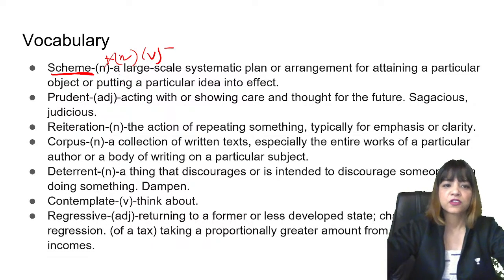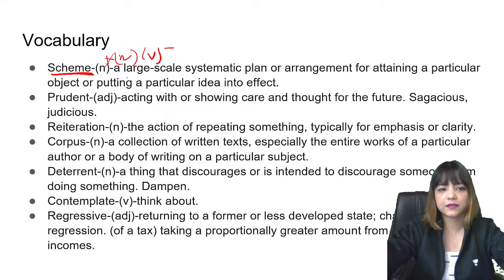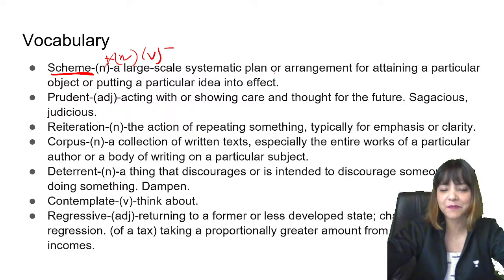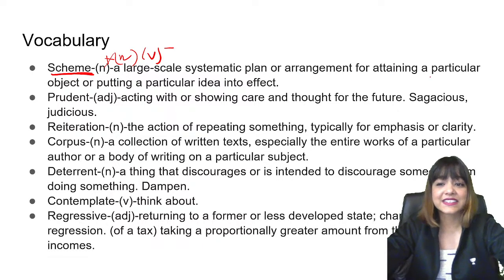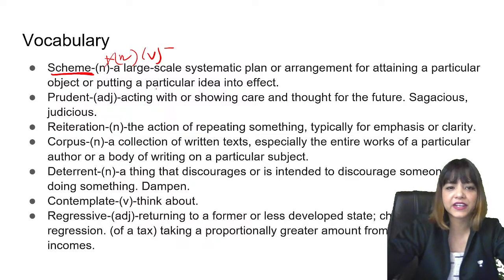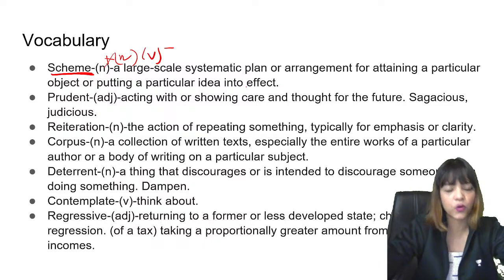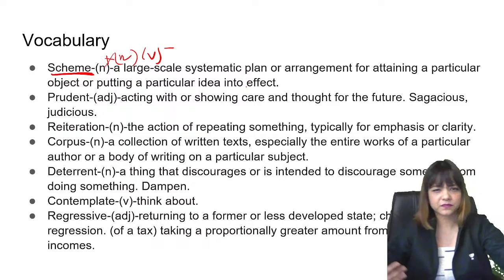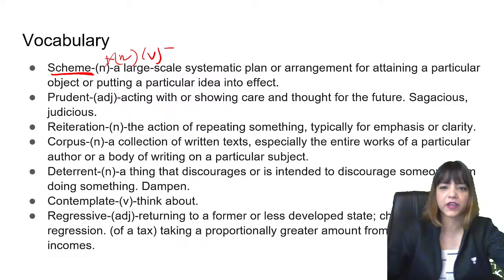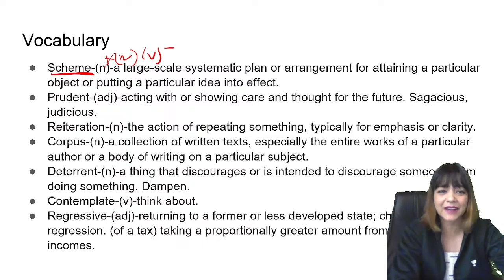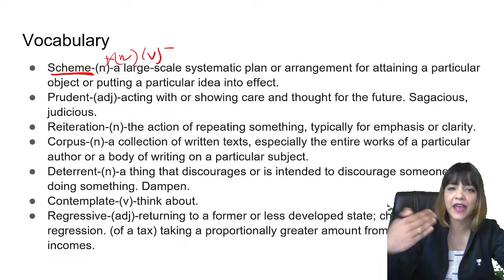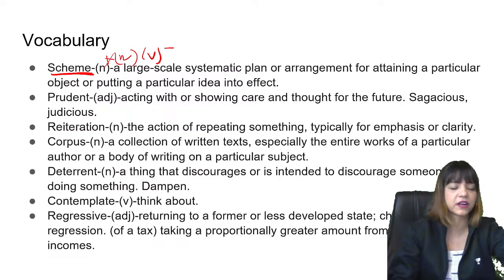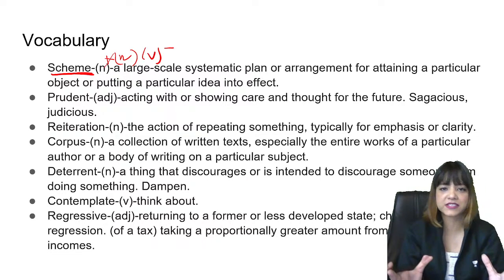connotation way. Okay, so noun का मतलब क्या होता है? स्कीम का नाउन फॉर्म का मतलब क्या होता है? अ लार्ज स्केल सिस्टमैटिक प्लान और अरेंजमेंट फॉर अटेनिंग अ पर्टिकुलर ऑब्जेक्ट और पुटिंग अ पर्टिकुलर आइडिया इनटू इफेक्ट. कोई भी आइडिया, कोई भी ऑब्जेक्ट, कुछ भी अगर आपको एक पर्टिकुलर प्लान में रखना है, ओके, सिस्टमैटिक प्लान बनाया है आपने उसका, उसको एग्जीक्यूट करने का, तो दैट इज अ स्कीम. ओके, if you have certain policies in mind that you want to execute, that is your scheme.